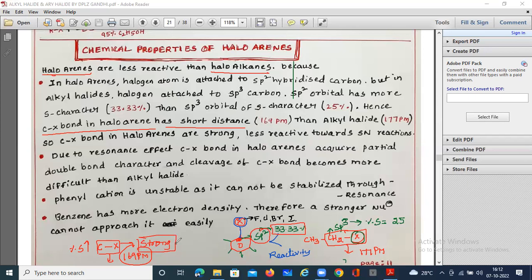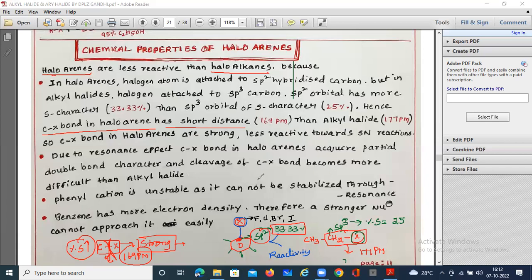Suppose it is strong, then it is not easy to separate the carbon and the halogen atom, because it is strong. Why is it strong? Because the bond length is shorter. Why is the bond length shorter? Because the percentage of s character is more. That's it, very simple. So guys, sometimes we need to learn in the reverse manner, then it will be easy for us to revise.